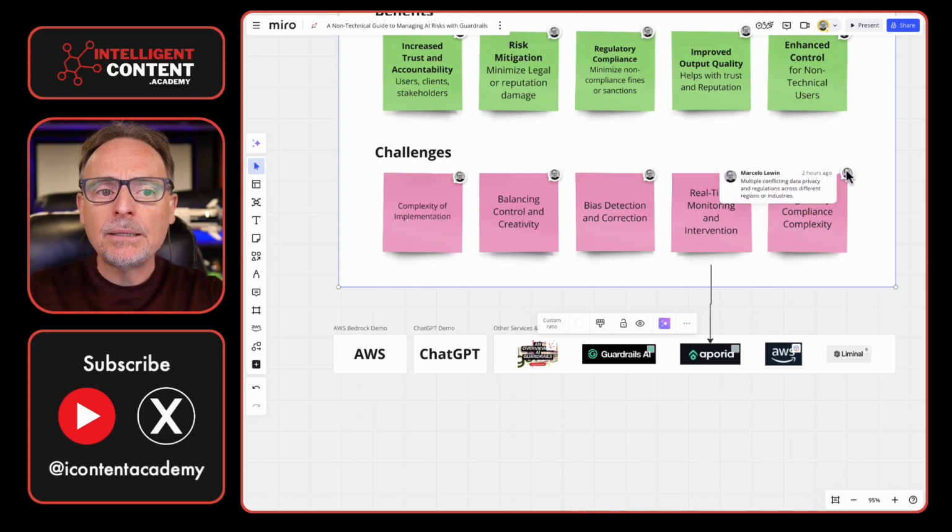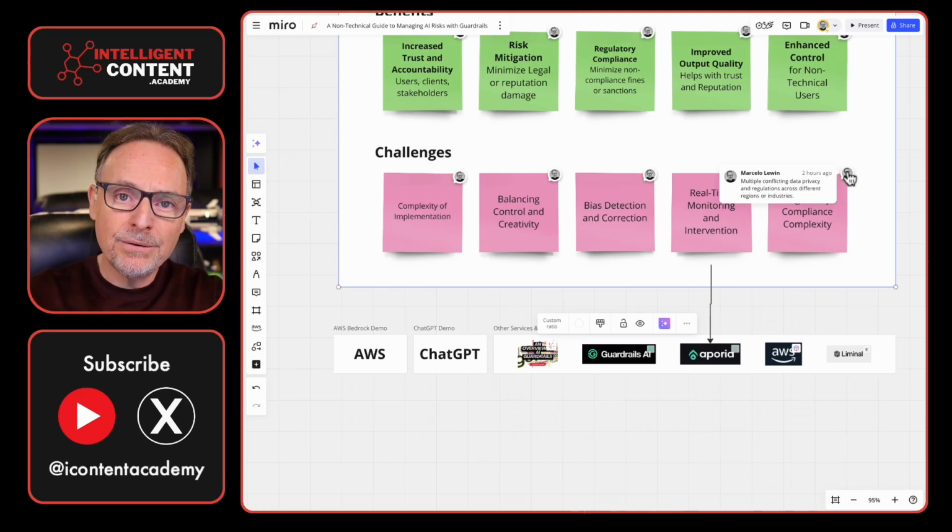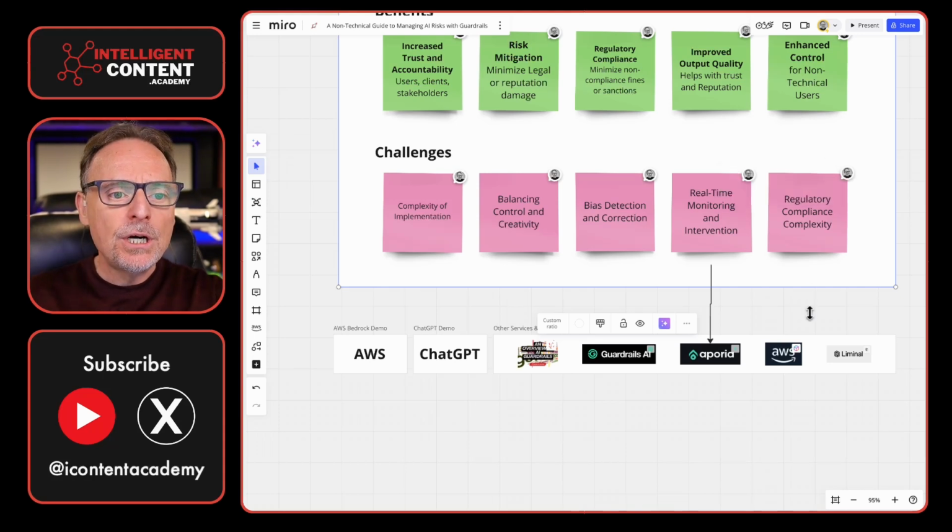And then we have compliance complexity. What I mean by that is you may have multiple conflicting data privacy and regulations. They may be different across the regions or industries. So making sure that this thing is compliant in Europe, but it's also compliant in the US and vice versa, could get really, really complex. And you may put a guardrail that actually helps you in the US but hurts you in Europe. So keep that in mind. Alrighty, so those are some of the benefits and challenges.